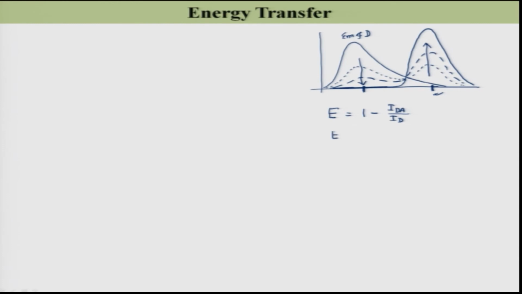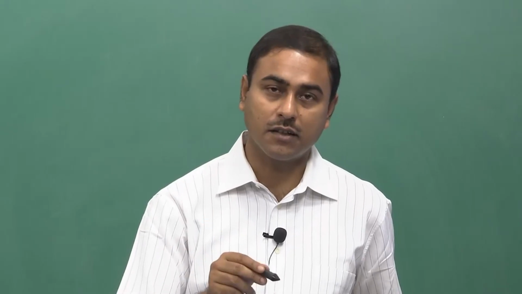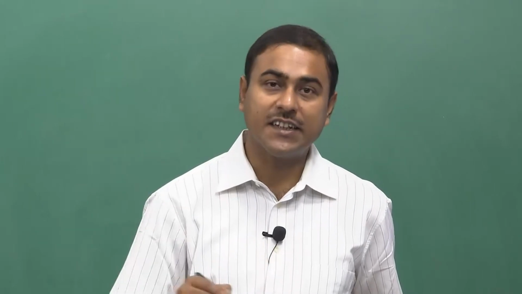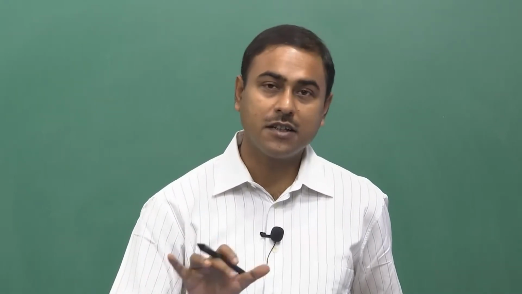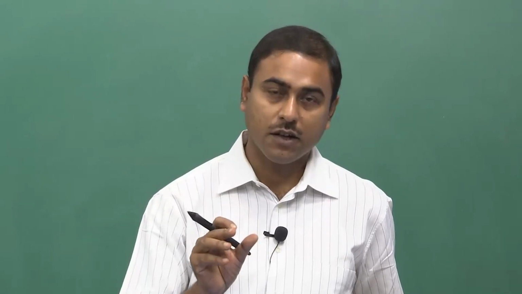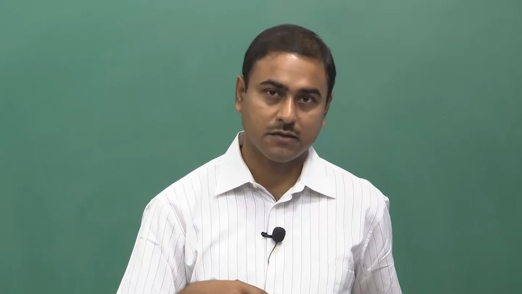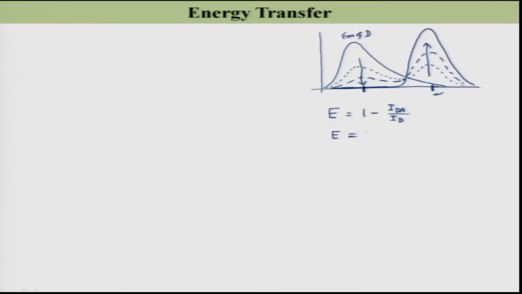Similarly, this efficiency can also be written in terms of the lifetime. In case of energy transfer, the lifetime of this species will also change because of the creation of this additional pathway. What is that additional pathway? That I wrote a few minutes back as k_ET. That is why, when I calculated the efficiency, I wrote this k_ET divided by the total rate constant. So the fluorescence lifetime will also change. That means I can also write this efficiency as 1 minus tau_DA divided by tau_D. Here tau_D is the lifetime of the donor in the absence of the acceptor, and tau_DA is the lifetime of the donor in the presence of the acceptor.